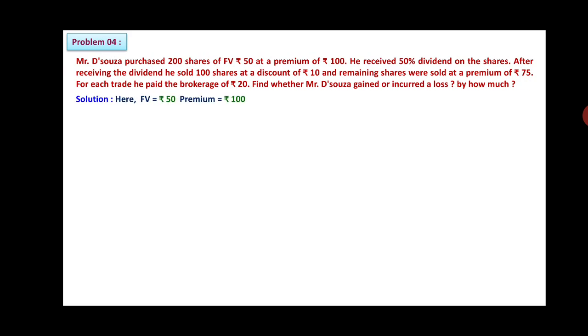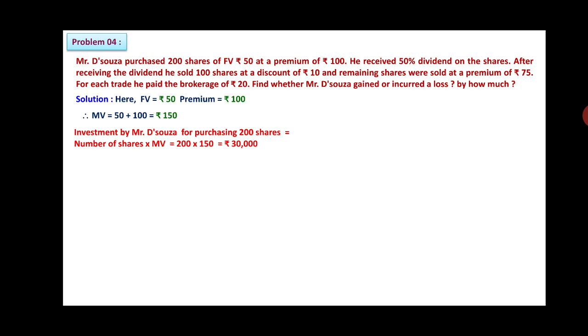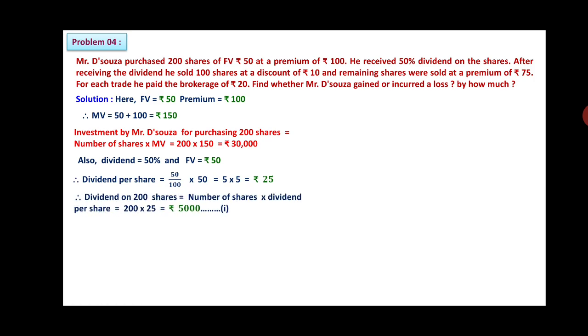By how much? Friends, here we get face value rupees 50 and premium rupees 100. Therefore, market value is equal to 50 plus 100, that is 150. Investment by Mr. D'Souza for purchasing 200 shares is equal to number of shares into market value, 200 into 150, that leads to 30,000. It is written in red color purposely, so that you will come to know later on. Also, dividend is equal to 50% and face value is rupees 50. Therefore, dividend per share is equal to 50 upon 100, that is 50% into 50, that will be 0.5 into 50, which is rupees 25. Dividend on 200 shares is equal to number of shares into dividend. So number of shares is 200 and dividend is 25. That leads to 200 into 25, that is 5000.